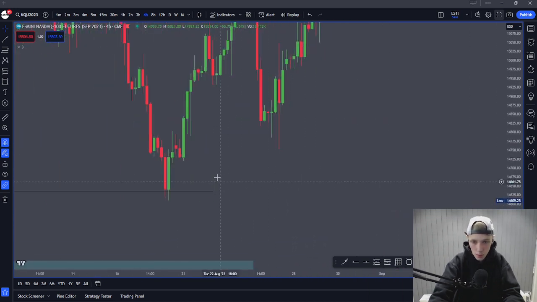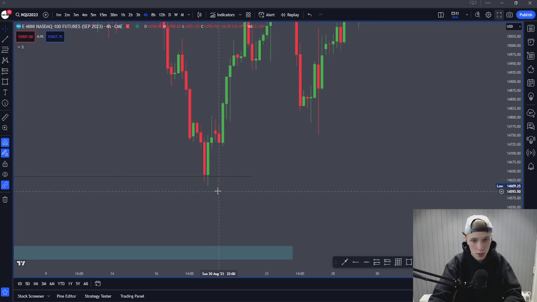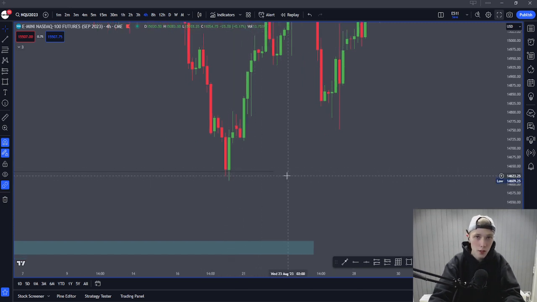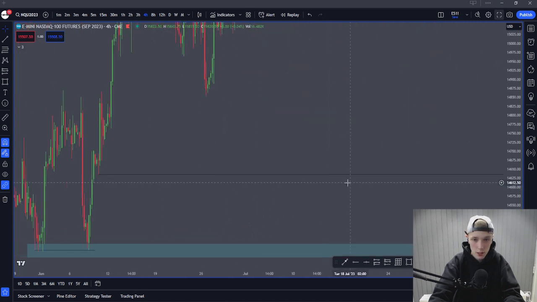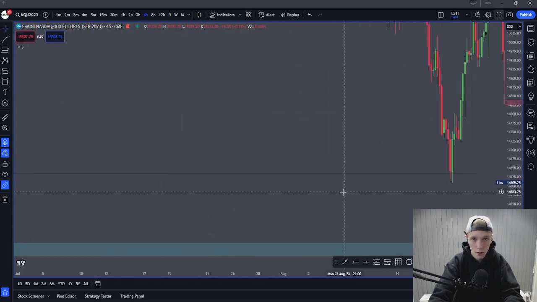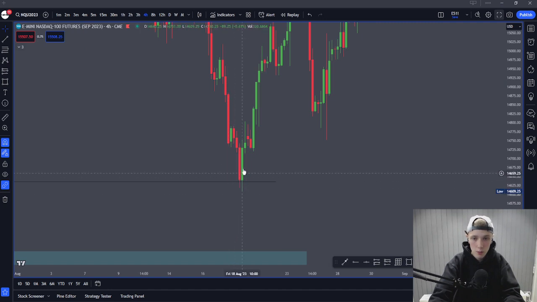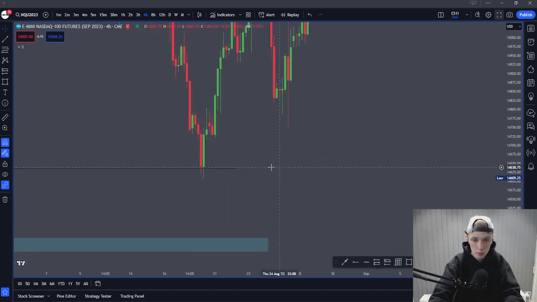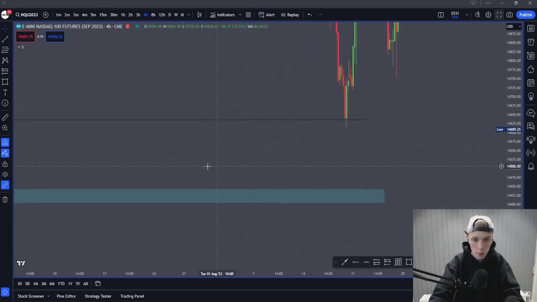Since I've already talked about wicks and bodies, wicks do the damage, but bodies do the talking, right? So the wicks went below this line, this sell side liquidity on the 4-hour chart. They went below right here, but the bodies went straight back up. Remember, the candles went down here, but immediately rejected off of it. So the wicks do the damage, the bodies do the talking, right?